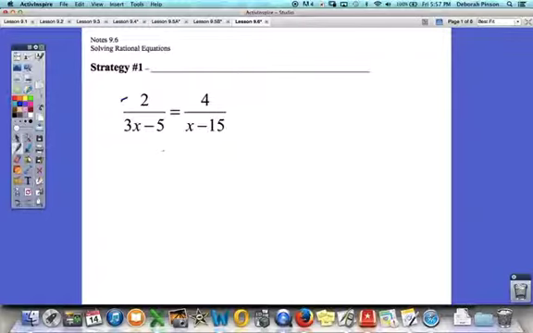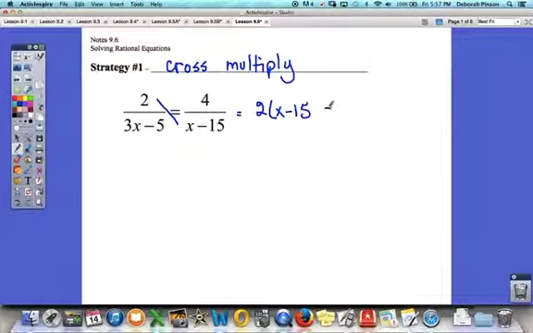So here's the first strategy. This is if you've just got one fraction on either side of the equal sign, and that's it. Nothing else. If you've just got one fraction on either side of the equal sign, then the easiest thing to do is cross multiply. So that's what I'm going to do here. I'll have 2 times x minus 15 equals 4 times 3x minus 5. And then I'll solve this.